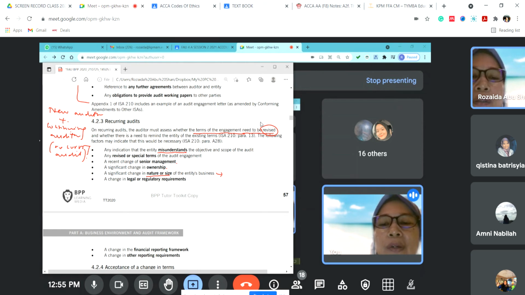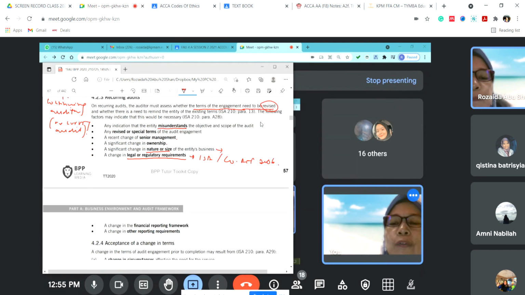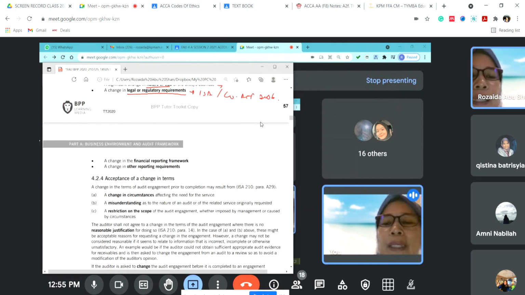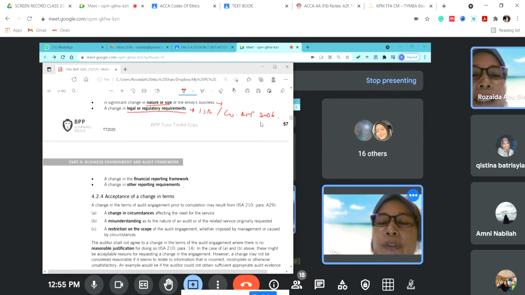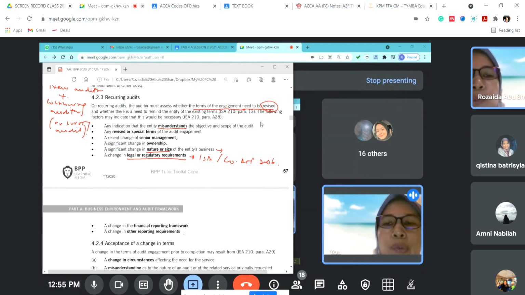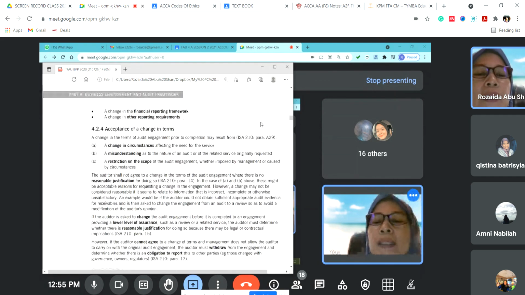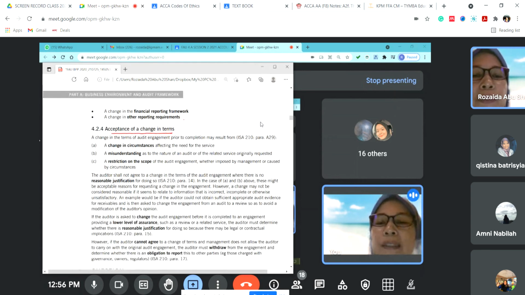A change in legal or regulatory requirement. So the legal or regulatory requirement has been changed. Let's say there is a change or revision in the ISA or revision in the Companies Act clause. So you need to revise also your letter of engagement. A change in the financial reporting framework and a change in other reporting requirements. So those are the things that you need to consider, whether you want to revise or not. Once you revise the content, then you have to submit a new letter of engagement to the client. Okay. So that is in terms of the recurring audit.